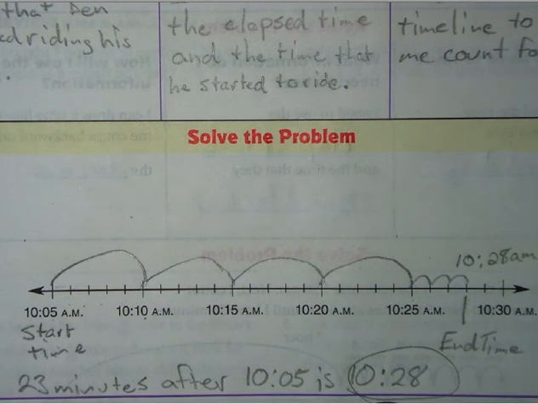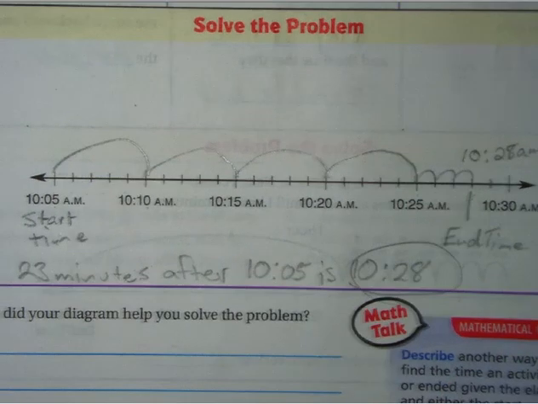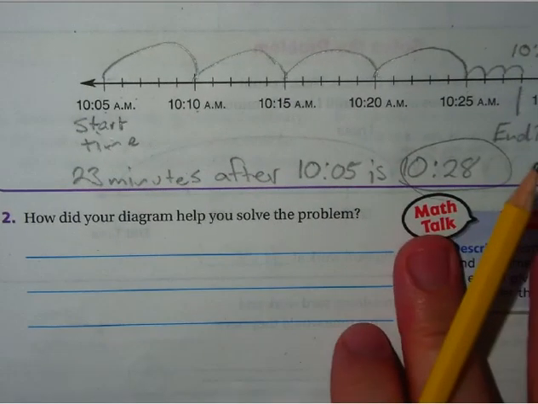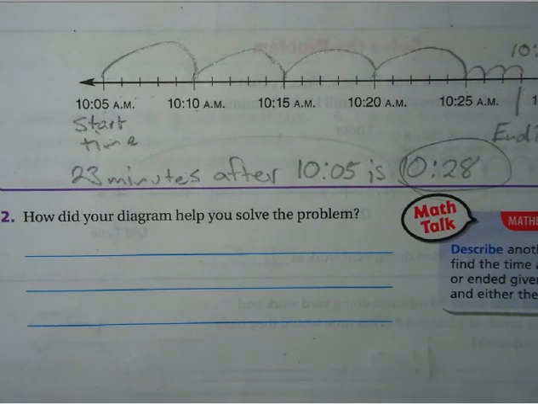I found my answer. Now, the more work we do with elapsed time, the less you're going to need these timelines. In fact, I could probably do it a different way. I'd probably use mental math to solve this. So with a little bit of practice, we'll be able to do this work a little bit easier in our heads, or maybe just with fewer notes.